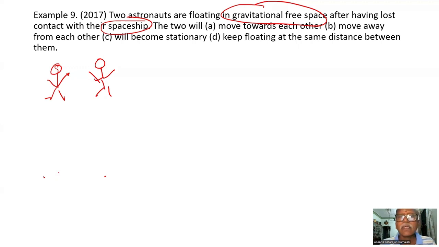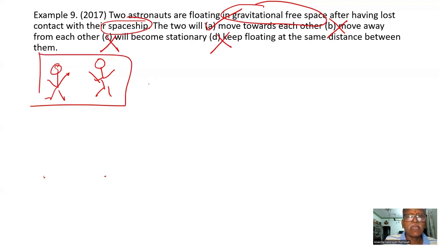But here, gravitational force means they will always attract each other. That's why the two will move towards each other. That is correct. Move away from each other is wrong. Will become stationary is wrong. Keep floating at the same distance is wrong. Therefore, move towards each other is the correct answer. Therefore, A is the correct answer. So, always they will attract each other, because two masses have their own gravitational force. That's why they will attract each other. Shall I move to next sum?